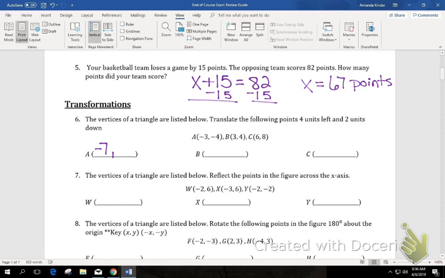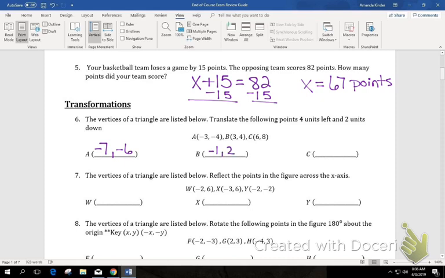-7 and -6. How did you know -6? What word told you you were subtracting the y value? Down. Okay, so because it said 2 units down, I subtract 2 from each y value. What word would I have needed to see there to know to add? Up. Okay. All right, what about B?